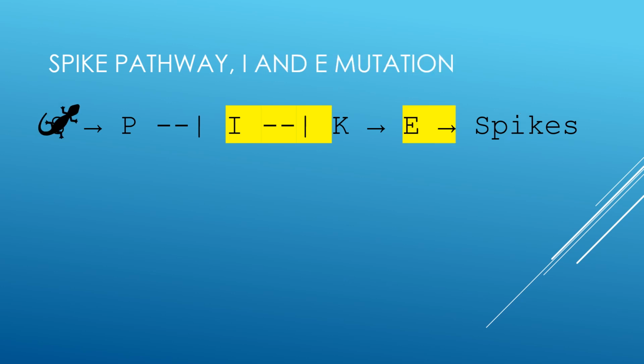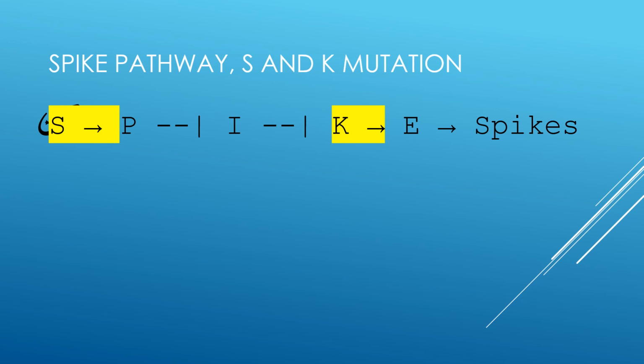With a mutation on the I molecule and E, we see that S activates P, which then stops the activation of I, which then allows K to activate E, but since that has been mutated, spikes cannot form. And it stops there.